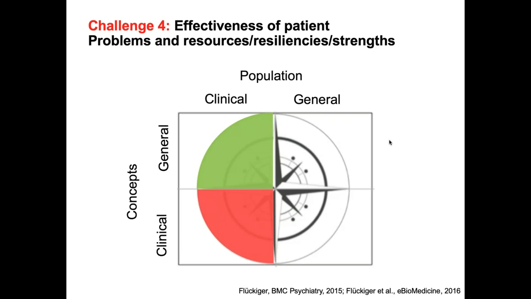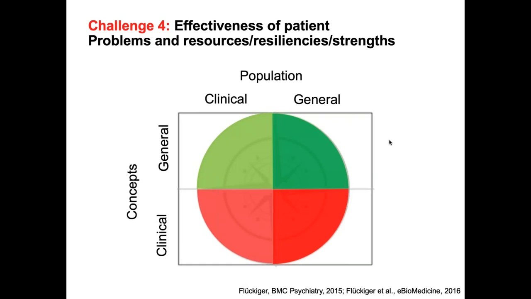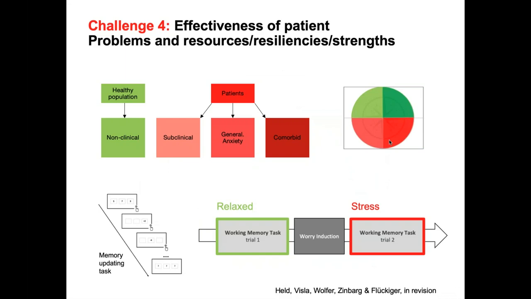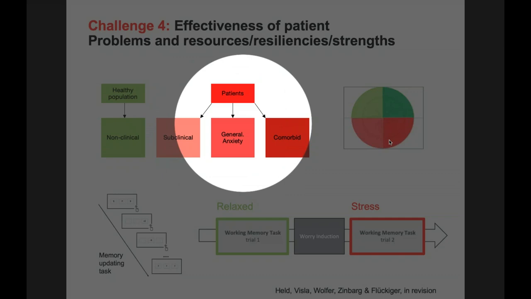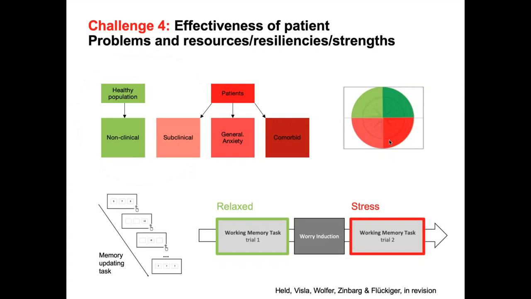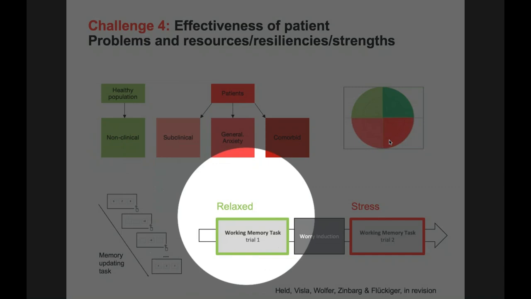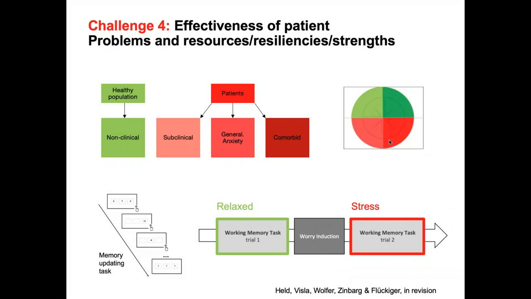And if we go a little bit further, interestingly, we not only can investigate clinical populations to get the broad picture of a psychological concept, we also need contrast with general populations, in the sense of general concepts and clinical concepts. To bring an example, that would be a study where we investigated a memory updating task. We had different populations: subclinical with generalized anxiety disorder, comorbid populations, and healthy populations. We measured this working memory task two times, and here were the hypotheses.